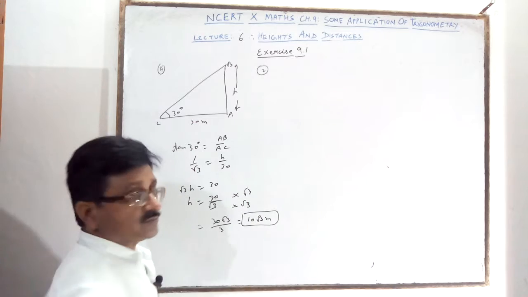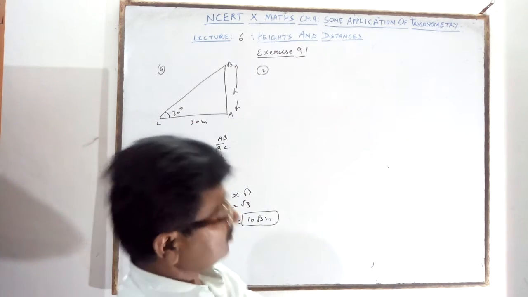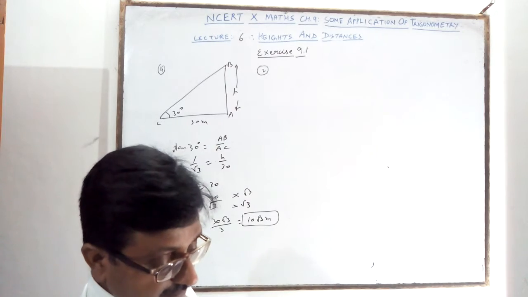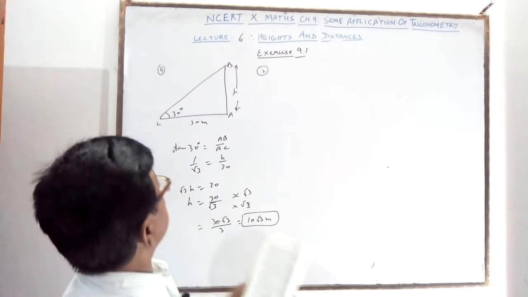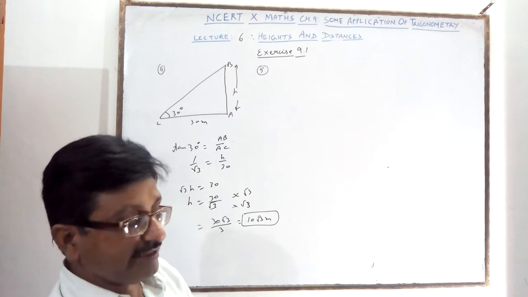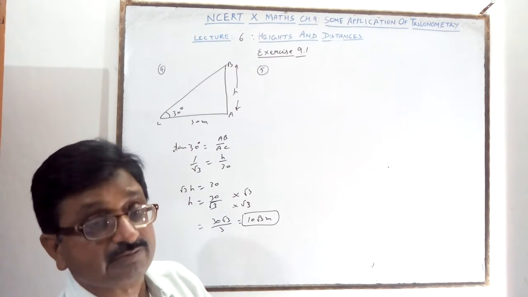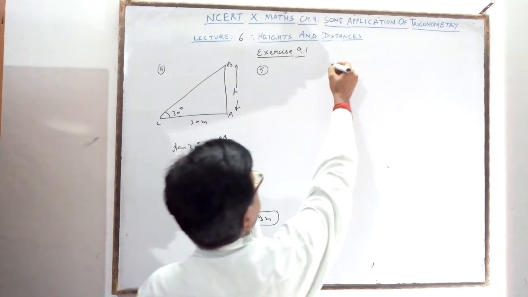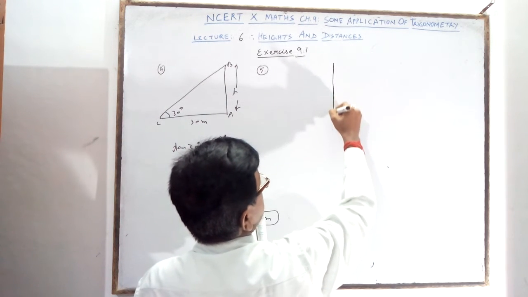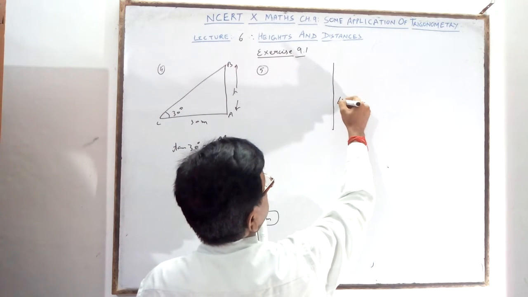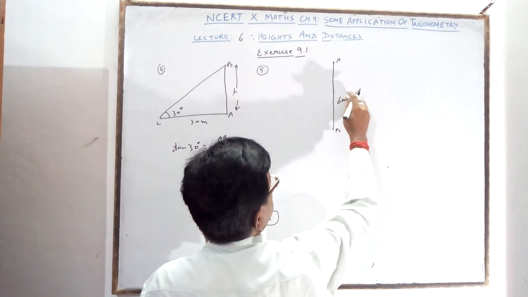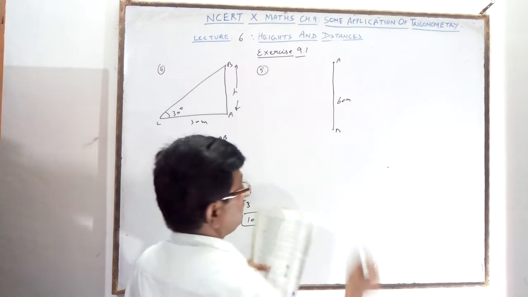Now you will see the next question. It is question number 5 of the exercise. A kite is flying at a height of 60 meter above the ground. First thing, the kite is flying at a height of 60 meter. Here is the kite, a point A. How much? 60 meter from the ground.